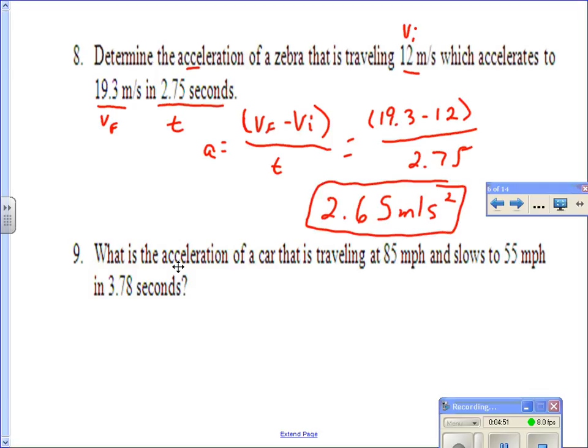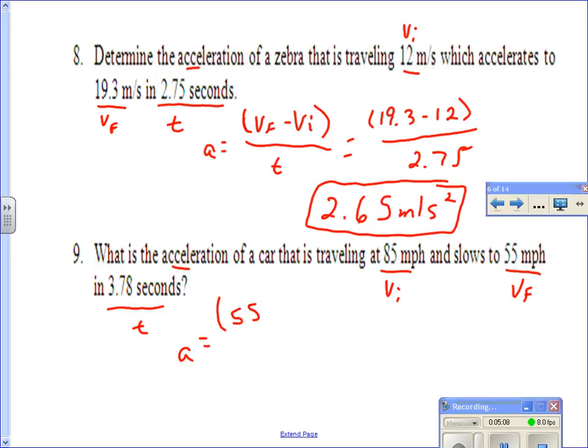Okay, the next one is, what's the acceleration of a car traveling 85, slows to 55 in 3.78 seconds? Same thing, we have an initial velocity and a final velocity and time. So it's the same equation, but in this one we're slowing down.